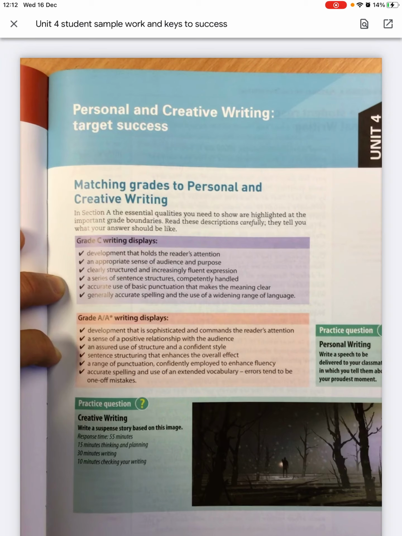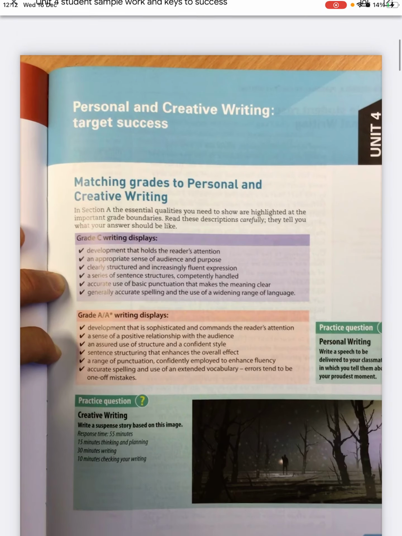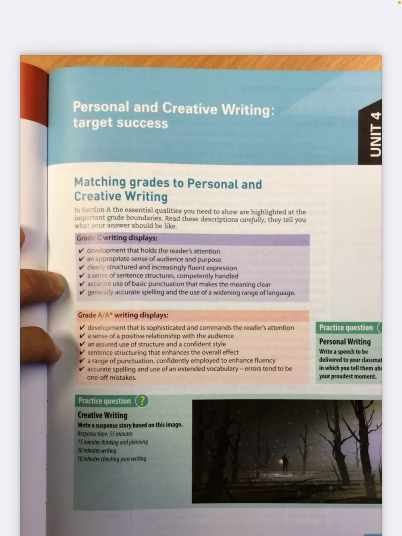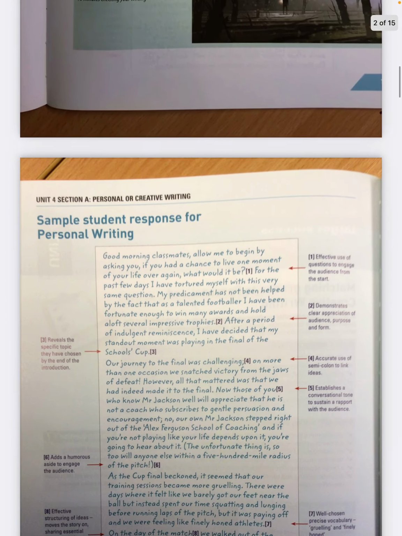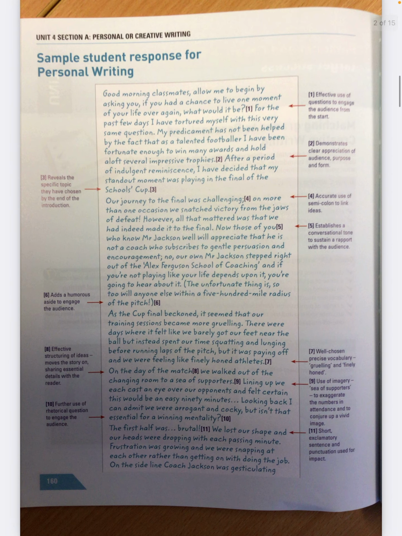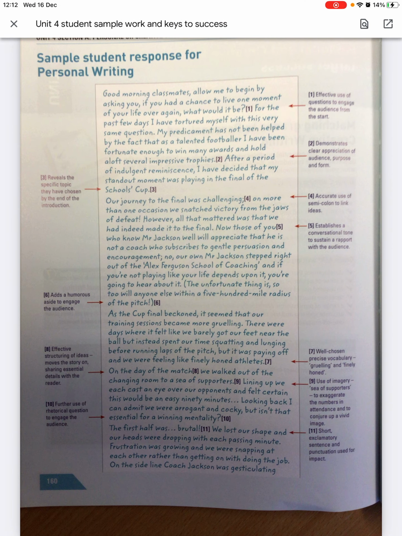In this Unit 4 document, you've got a description of what grade C writing looks like. This is for the personal and creative writing. And then grade A. There's a practice question at the bottom of this page, another practice question. You can treat that like a past paper. And then following that practice question, you get a sample student response.